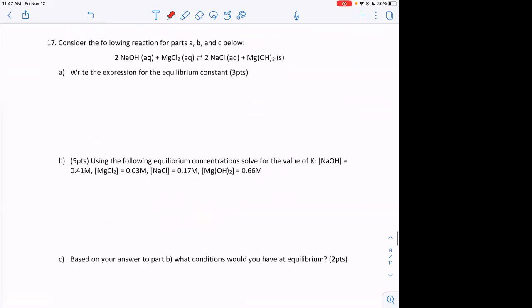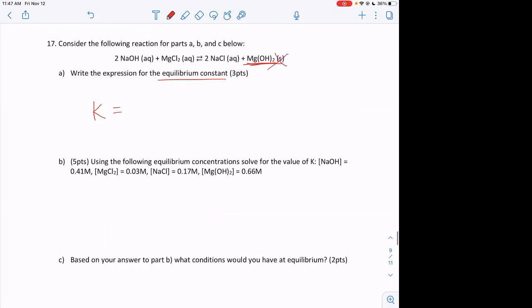All right, last problem, we gotta hurry. Consider the following reaction for parts A, B, and C below. Write the expression for the equilibrium constant. Here I just wanted you to write K. You don't have any numbers to plug in, so I just wanted you to plug in your chemical formula. So it's products over reactants, and notice magnesium hydroxide here is a solid. So it'd just be the concentration of NaCl squared over the concentration of NaOH squared times the concentration of MgCl2. So that's all I wanted for A.